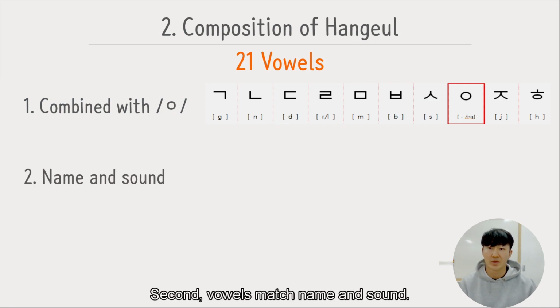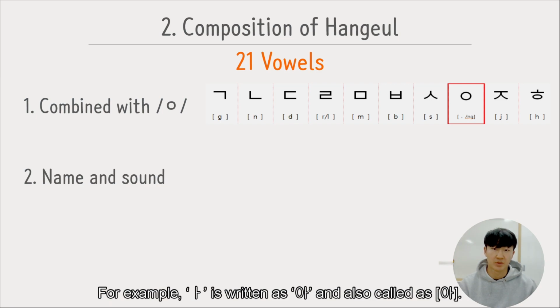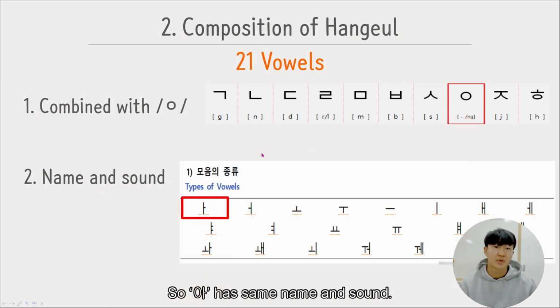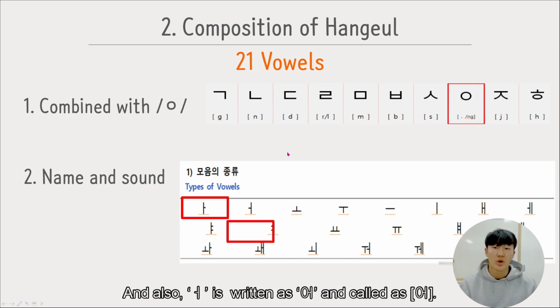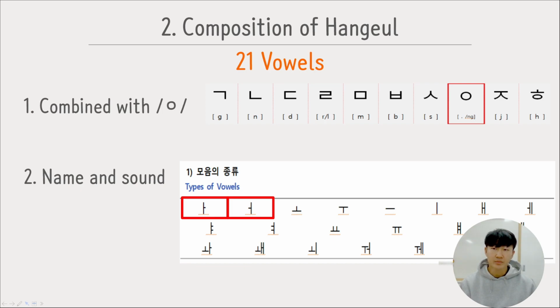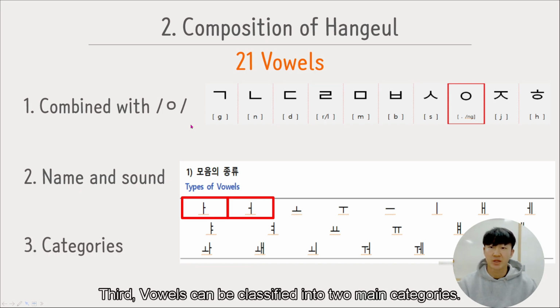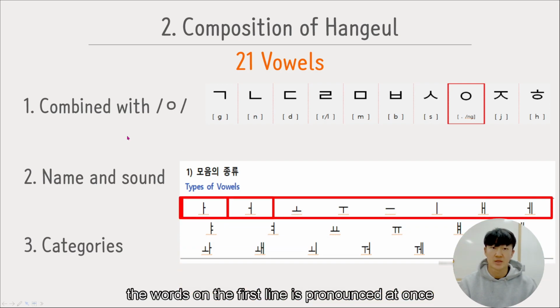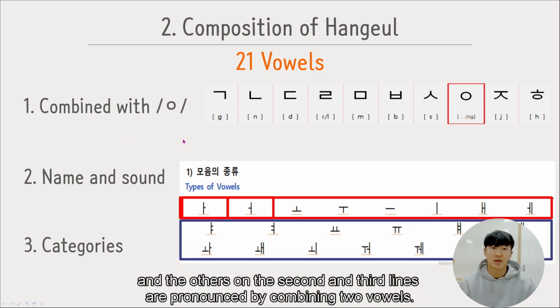Second, vowels match name and sound. For example, 아 is written as 아 and also called as 아. So, 아 has the same name and sound. And also, 오 is written as 오 and called as o. Third, vowels can be classified into 2 main categories. The vowels on the first line are pronounced at once, and the others on the second and third lines are pronounced by combining 2 vowels.